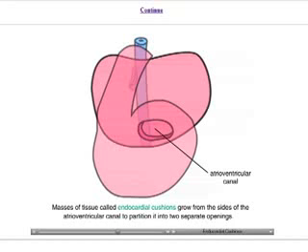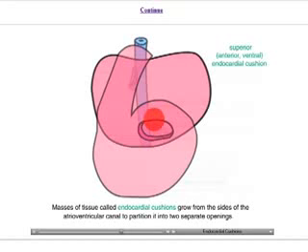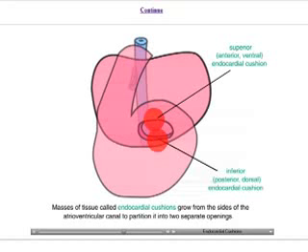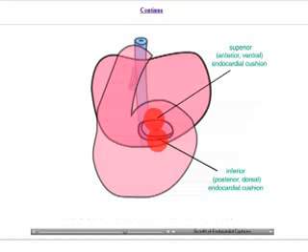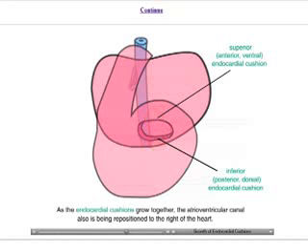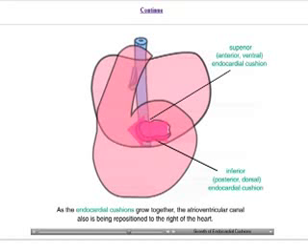Masses of tissue called endocardial cushions grow from the sides of the AV canal to partition it into two separate openings. At the top is the superior endocardial cushion. The bottom is the inferior endocardial cushion. As the endocardial cushions grow together, the atrioventricular canal also is being repositioned to the right of the heart.